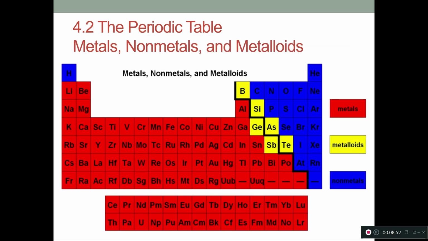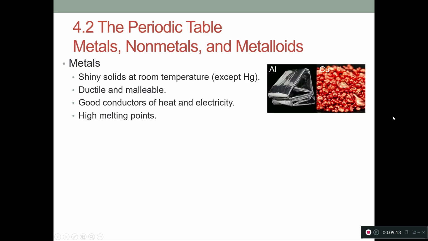And we can split up the periodic table based on whether something is a metal, a non-metal, or something in between called a metalloid. So for instance, all the stuff in red on here are metals, and then all the stuff in blue on here are nonmetals. And then we can see sort of the dividing line right here in yellow, where those are the metalloids, where metals are things that are shiny solids at room temperature, except mercury, which is a liquid at room temperature.